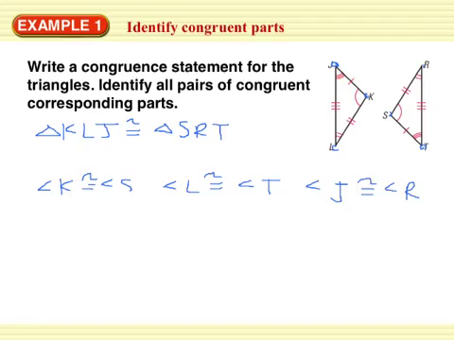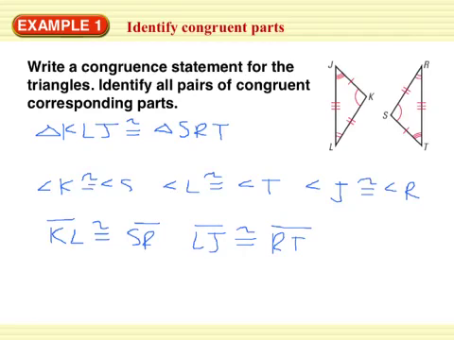Now the sides. Let me erase this. It's hard to read those. Sorry, let's start over. I'm going to do KL is congruent to SR. LJ is congruent to RT. And KJ is congruent to ST.